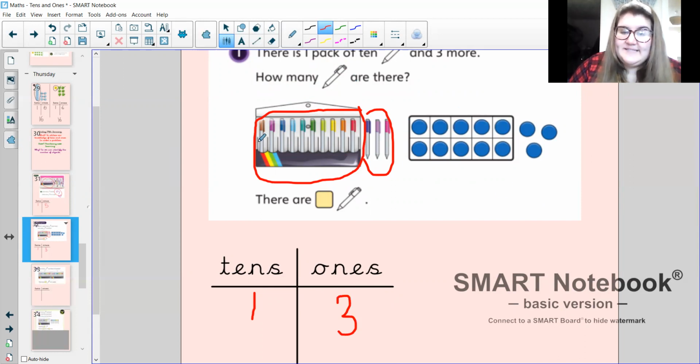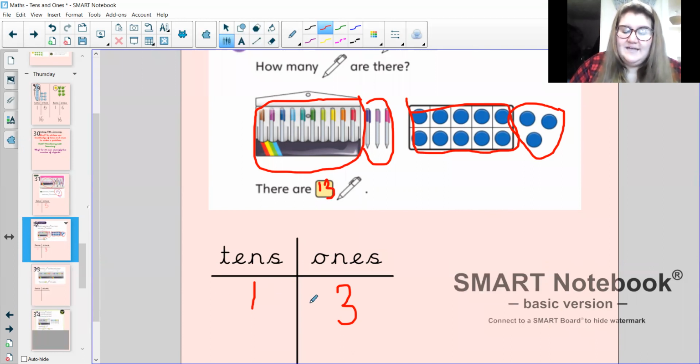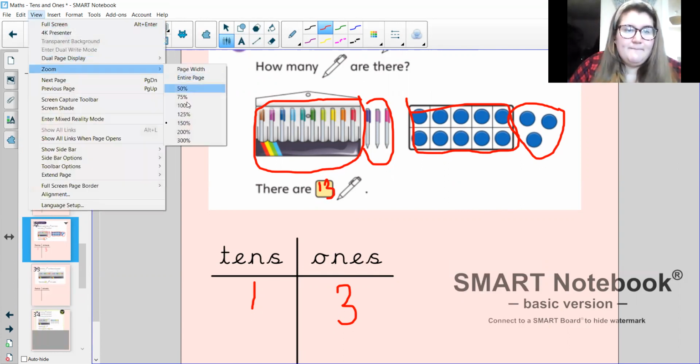And if we look at our 10 frame, okay, so this one is using real life objects and this one is using concrete resources like we use in school. So you can see this full 10 frame is representing the full pack, and these 3 counters on the side are representing the 3 pens that won't fit. Okay, so we know there are 13 pens because 1 ten and 3 ones equals 13, because I've got 10 and 3 more.